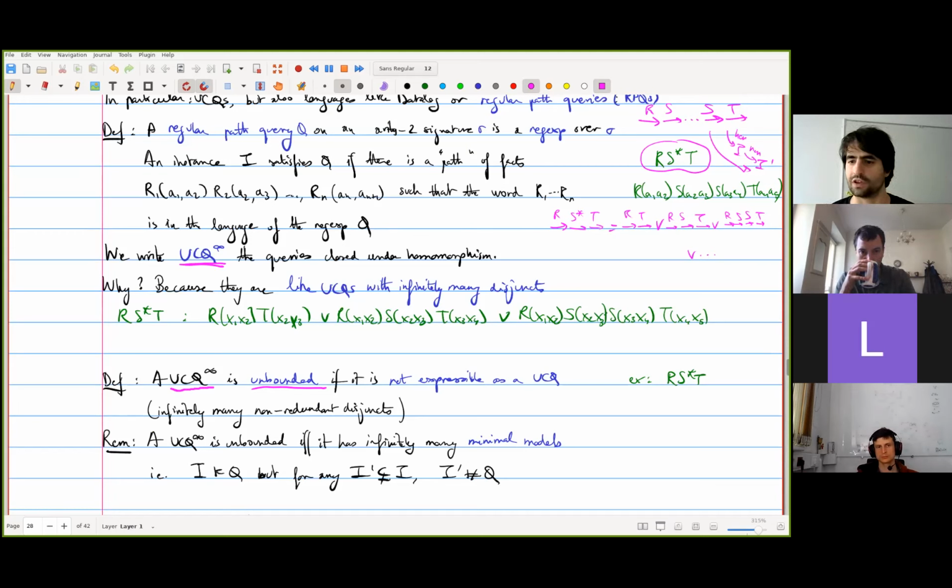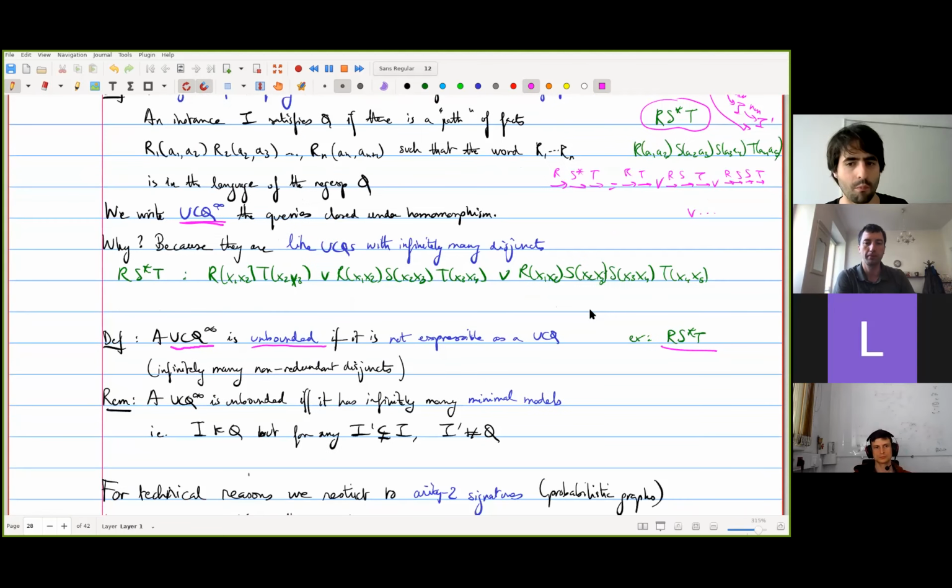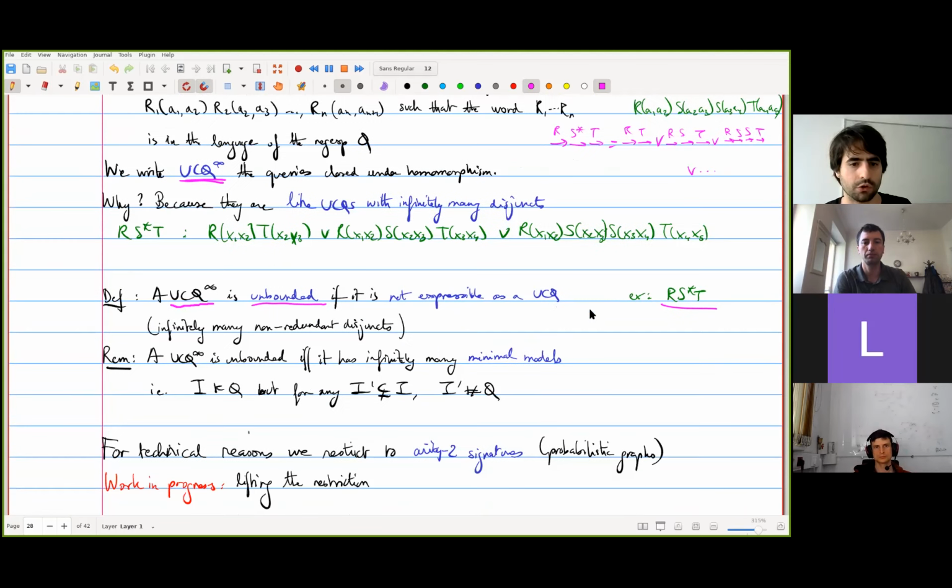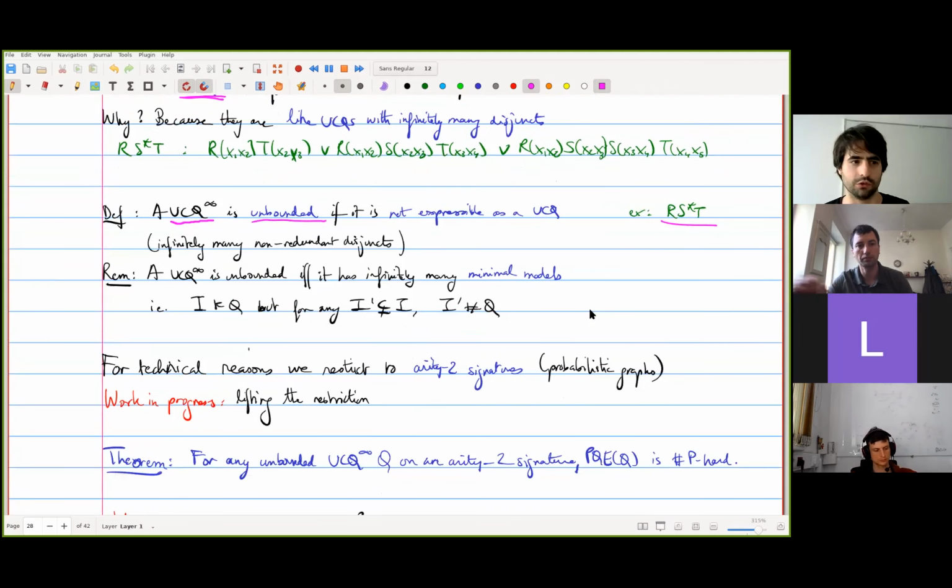For instance, this RS star T query, if I write it as an infinite union of CQs, it cannot be written as a finite union of CQs. And so it's not local, so it's not first order. Okay. So my claim is about those queries closed on the homomorphisms that are not equivalent to UCQs.